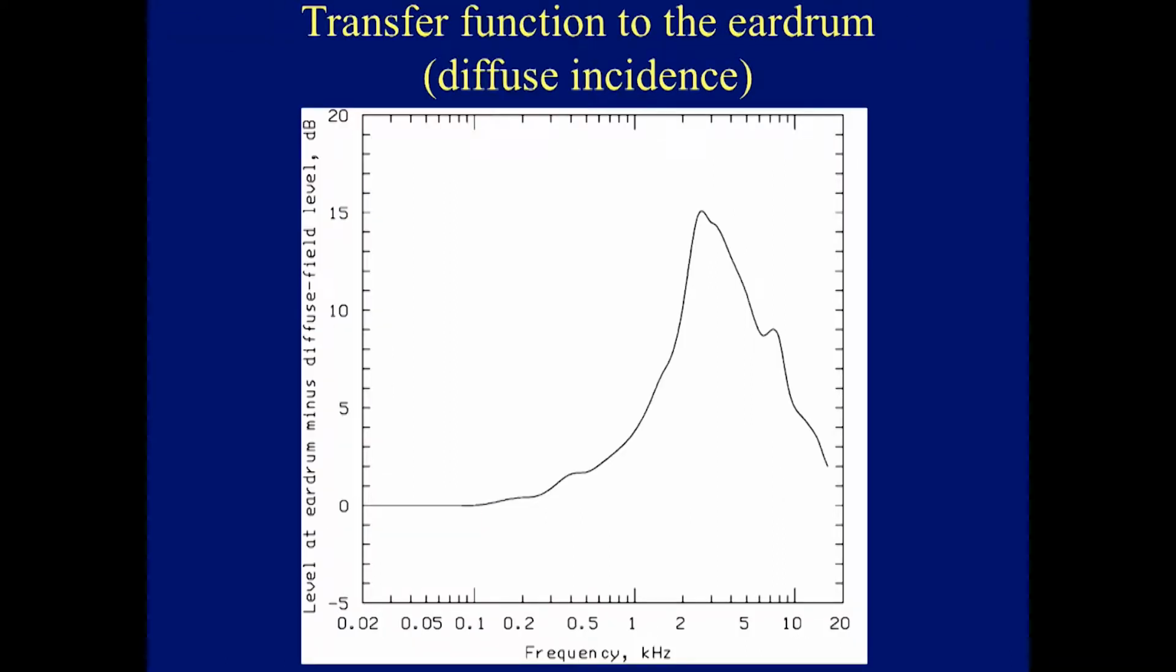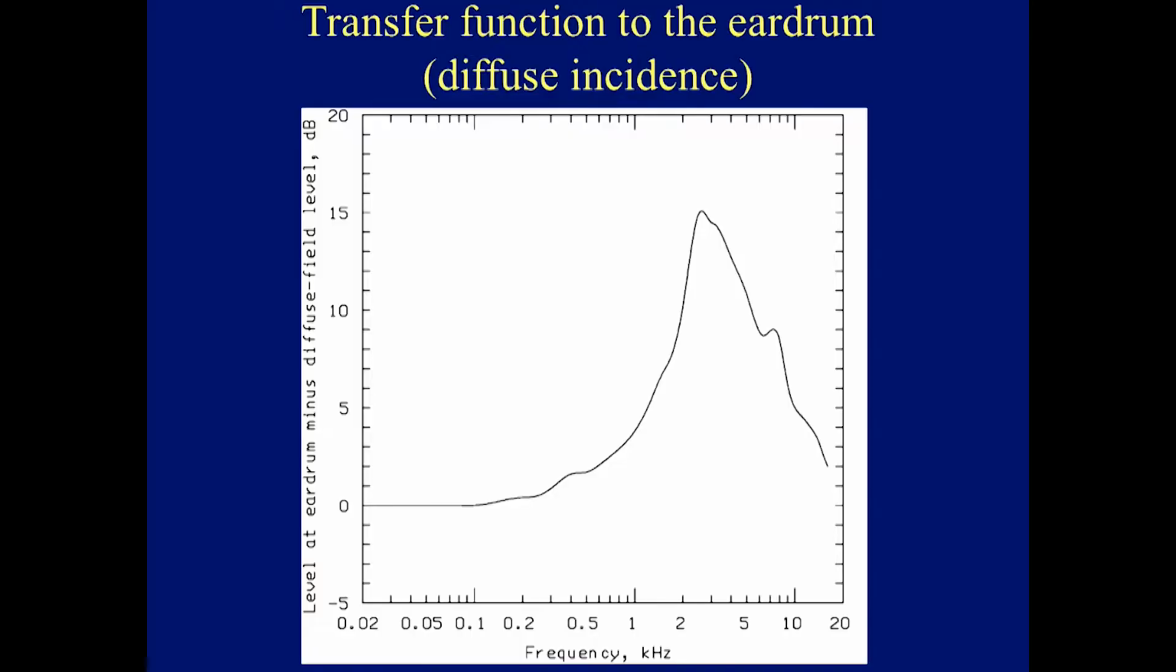This shows a comparable transfer function, but for diffuse incidence. And this is where you average for many different directions of the sound source, left, right, up, down, front, back, every possible direction. And that gives a smoother overall curve with a broad peak around 2 to 3 kilohertz. And you can think of this as the typical response that you get at the eardrum in a realistic situation where sounds might come from many directions.